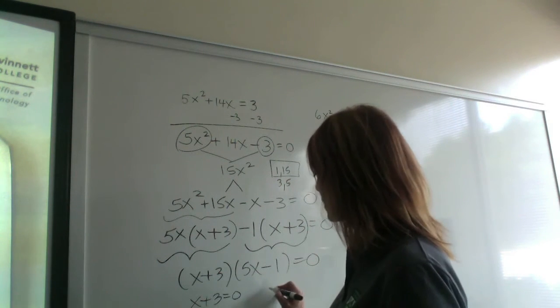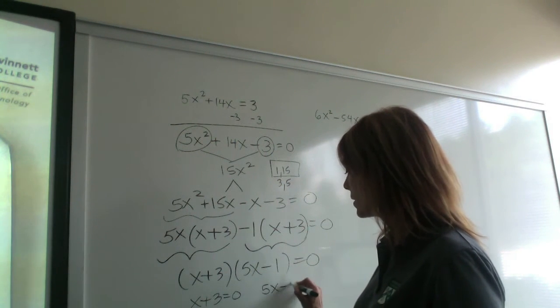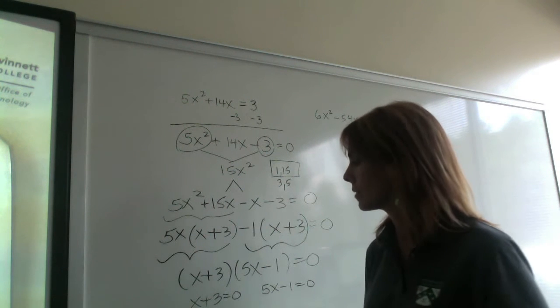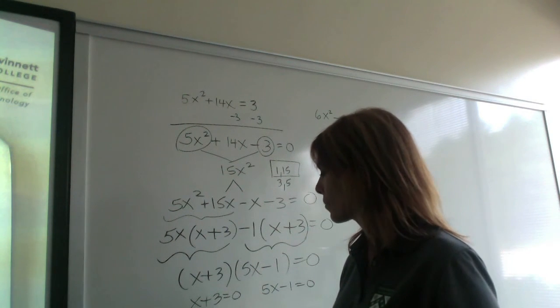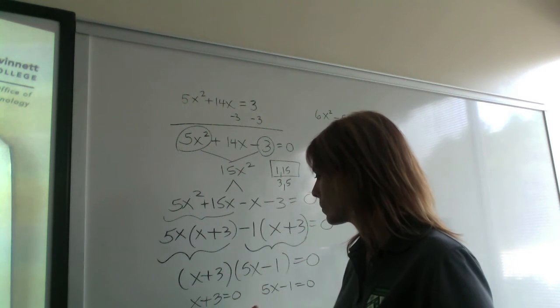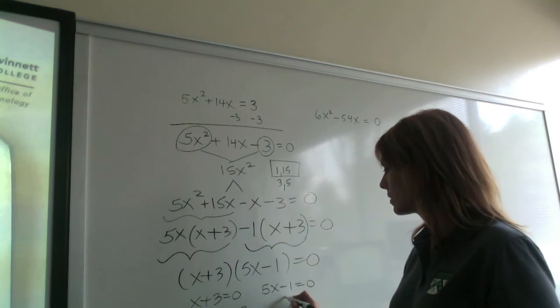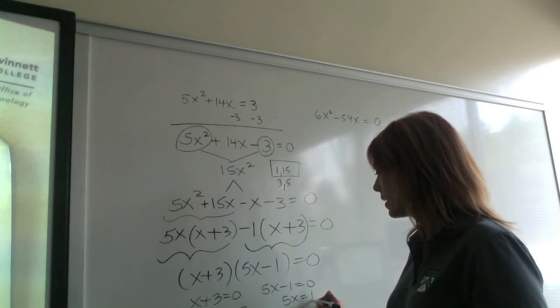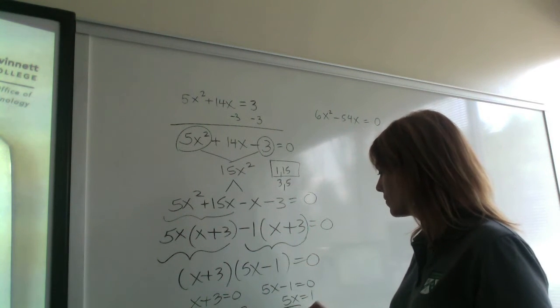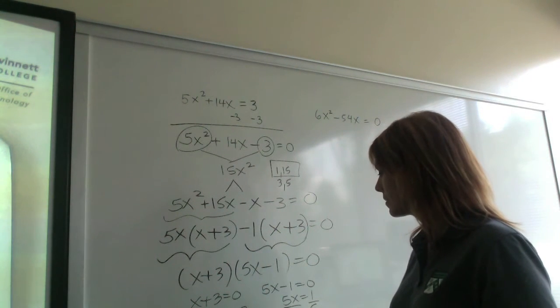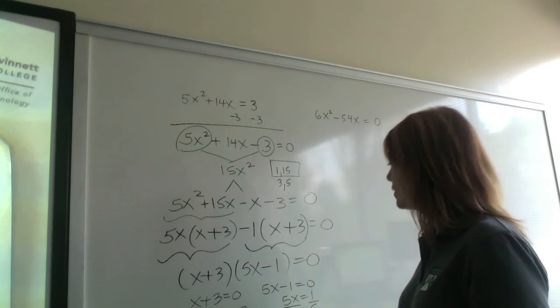So I'm going to subtract the 3 to the other side, and I'll get x is equal to negative 3. And I'm going to move the 1 over to the other side and divide through by 5. And I'm going to get x is equal to 1/5 here. So my solution set here is -3 and 1/5.